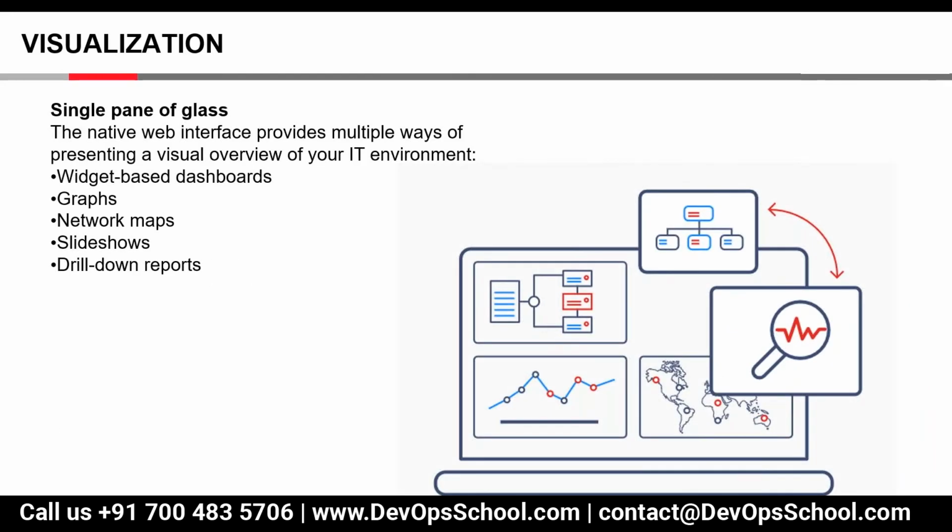Then we have visualization. Zabbix has its own dashboards and maps. We have multiple widgets. If you have checked the dashboard, we can create our own dashboards. If I want to see a numeric value, I can just put a widget on the dashboard. If I want to see a graph, I can do that. If I want to add a map also, I can add it on the dashboard. So basically it's for visualization.